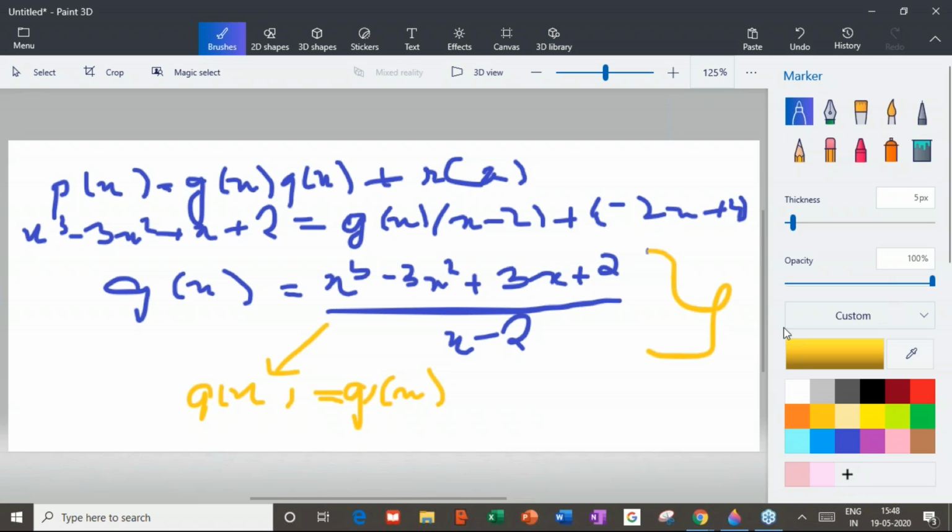Yes, Rishit, you're right. What about remainder? You won't get a remainder. If you're talking about the first case, yes, the remainder given in the question was minus 2x plus 4. So we've already considered that in the question, and on simplifying you get g of x as this. When you solve this term, you get a quotient only, which is nothing but g of x. There is no r of x in the second part.